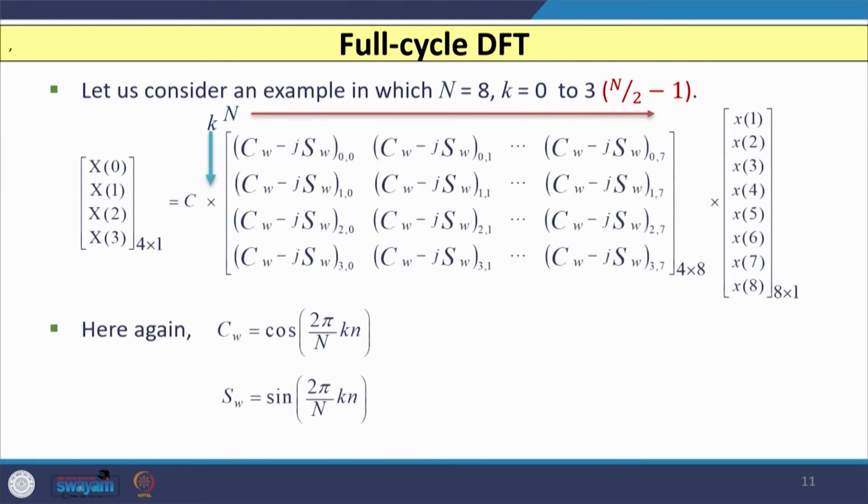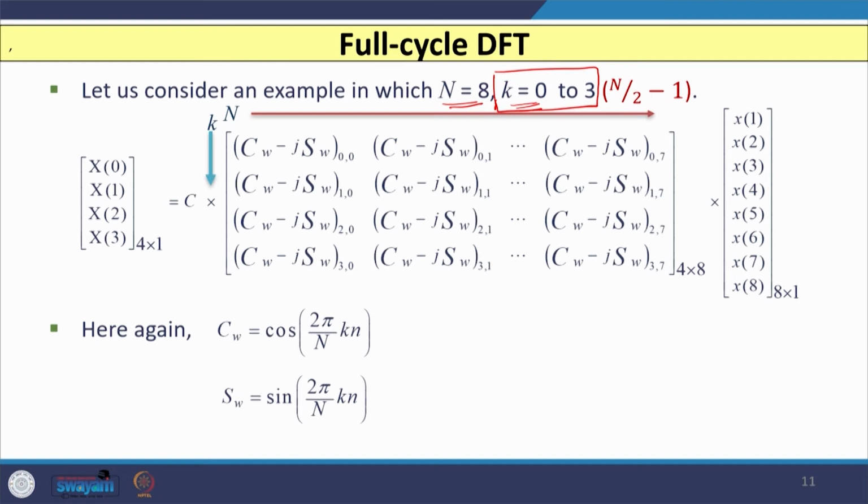Now, let us consider one example in which the value of N, the number of samples in a cycle, is 8. Let us consider the value of k to be 0, so we want to estimate the DC value. When I say k equal to 0, that means we want to calculate the phasor of the DC term. And here, as the value of N is 8, k varies from 0 to N by 2 minus 1. So, 8 by 2 is 4, minus 1 is 3. So, k varies from 0 to a maximum value of 3 in this case.